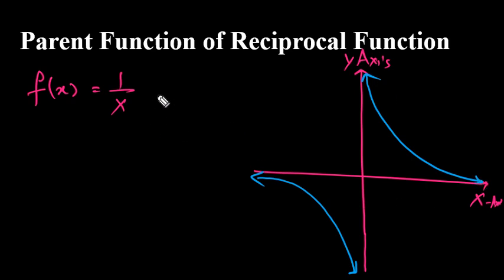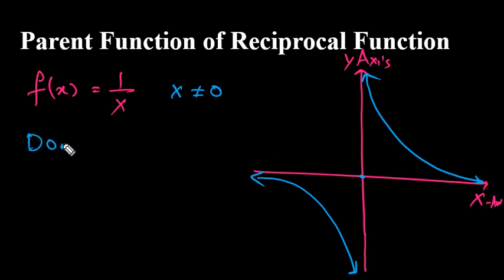Here, this is defined when x is not equal to 0. As you can see in the graph, at x equals 0 the graph is not defined. It is discontinuous at x equals 0. If you see, this is a continuous graph, this is continuous, but at x equals 0 it is discontinuous.